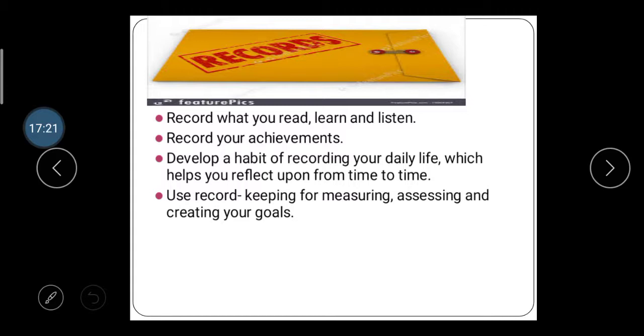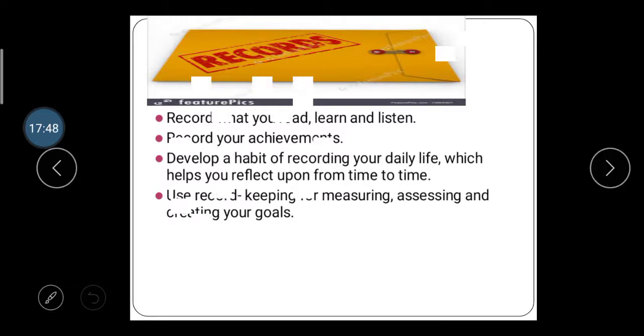So you can easily measure your performance from the record, and you can make an overall assessment. You can consider that if I do this type of thing, then I get a loss, and if I do this type of thing, then I earn a profit. So it's an easy assessment and analysis you can make from the record, and you can create your own goals. Okay, so recording is very important.